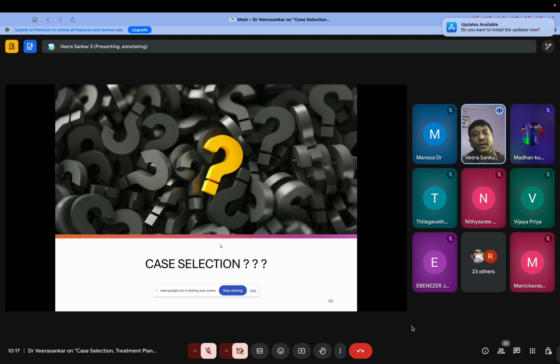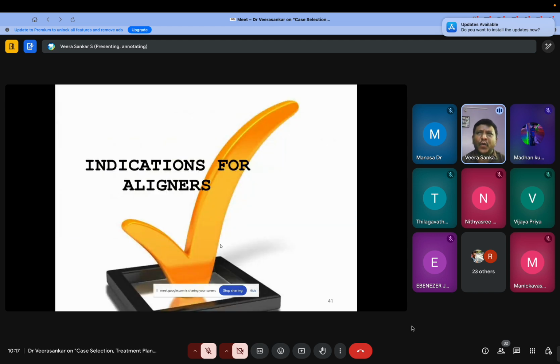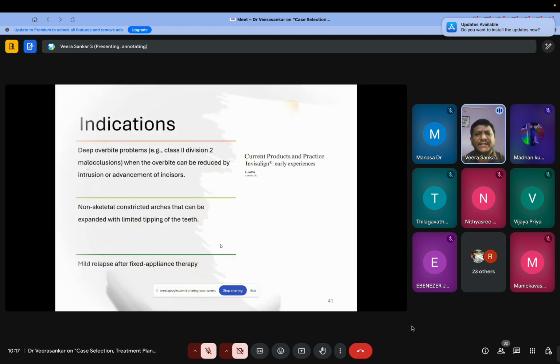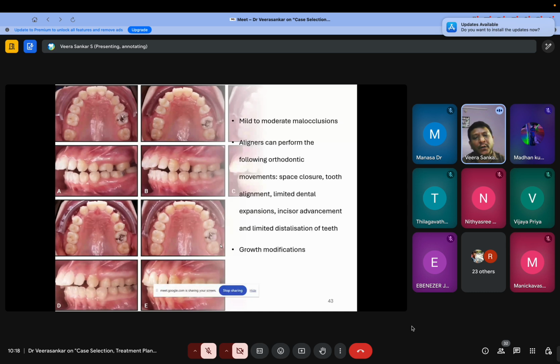So moving on to the topic of case selection. Who are the ideal or indicated candidates for aligners? Patients who have deep overbite problems which are non-skeletal in nature, cases of constricted arches which are only a dento-alveolar component, cases of mild relapse after fixed orthodontic therapy, and mild to moderate malocclusions having anterior crowding or anterior spacing, mild space closure, limited dental expansion, incisor advancement, and limited distalization.